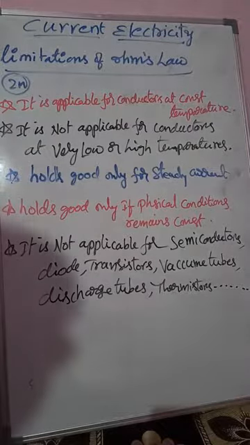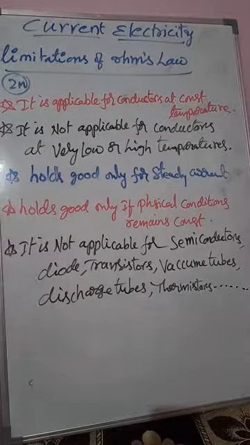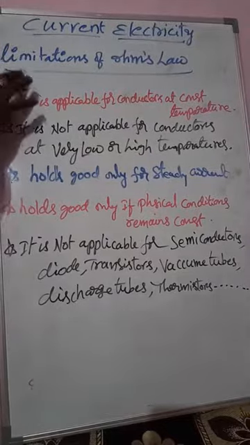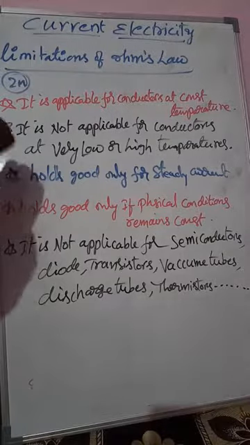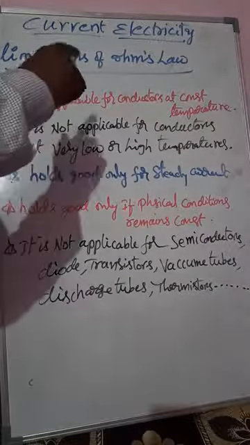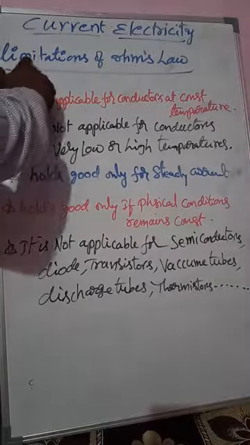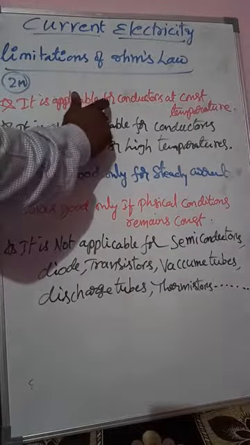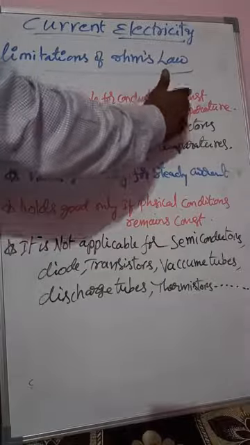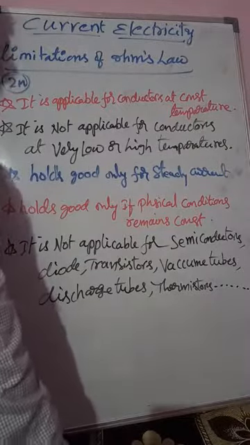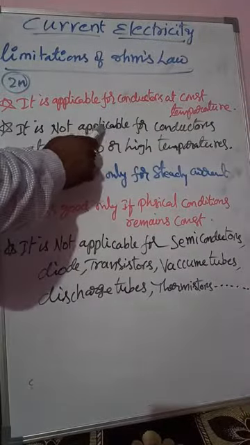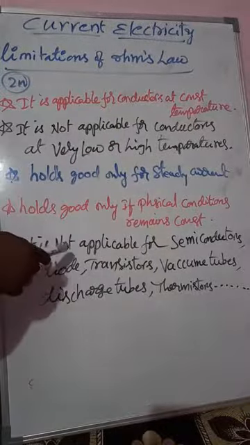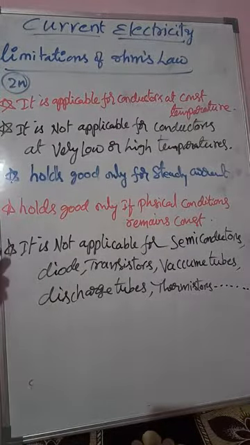And the next one is limitations of Ohm's law. What are the limitations of Ohm's law? Most important question for 2 marks. Already we discussed it in the definition. At a constant temperature, V is directly proportional to I. Clear? That is one of the limitations. So it is applicable for conductors at a constant temperature only. Not applicable for low and high temperatures. If temperature is varied for a conductor, Ohm's law is not obeyed.